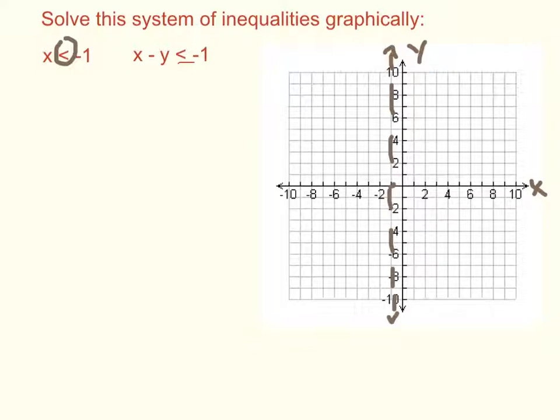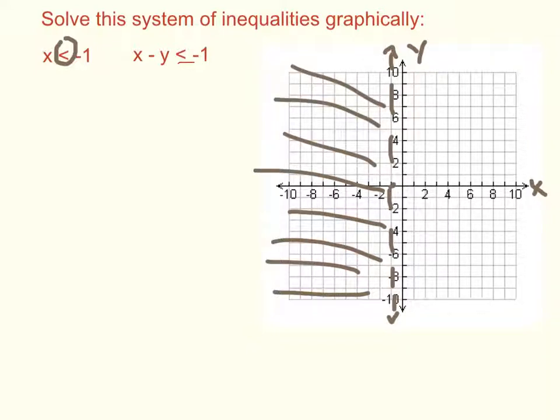Now we have to think about this. If x is less than negative 1, I need to decide if I'm going to shade to the right of the line or to the left of the line. So if it's less than negative 1, that means that we should take one of the values along the x-axis and see if it would fit. So is, for example, negative 4, less than negative 1? Yes. So we'll go ahead and shade this area. Okay, so all of those satisfy our inequality x is less than negative 1.